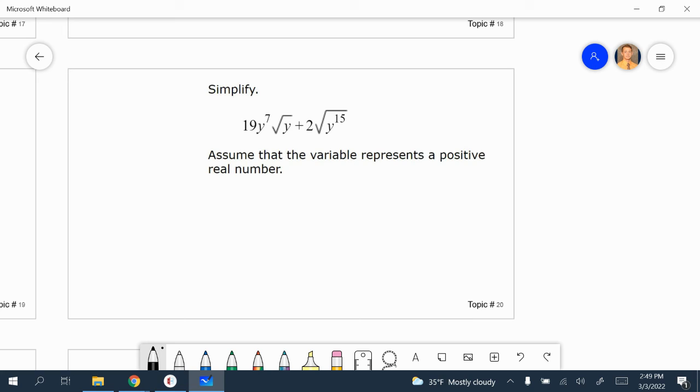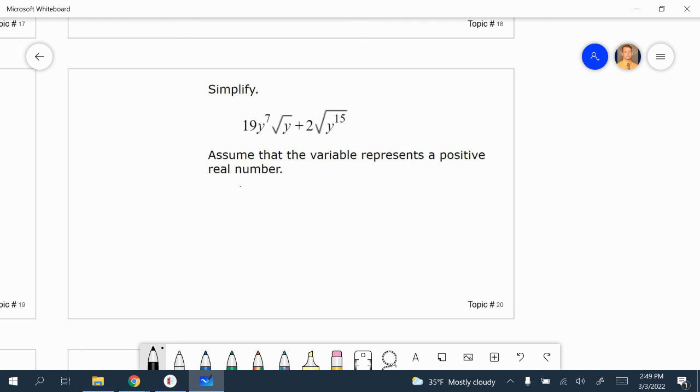Topic number 20. Looks like it's got some stuff separated for us already. I don't know if it's separated the way that we want it to be separated, but we have 19y to the 7th times the square root of y plus 2 times the square root of y to the 15th power. When I'm looking at this, I think we want to separate things, especially this y to the 15th power. That way we can maybe get the same thing under the radical again.